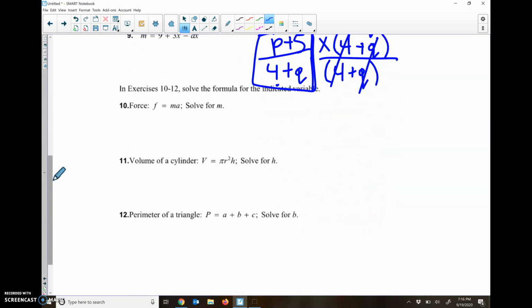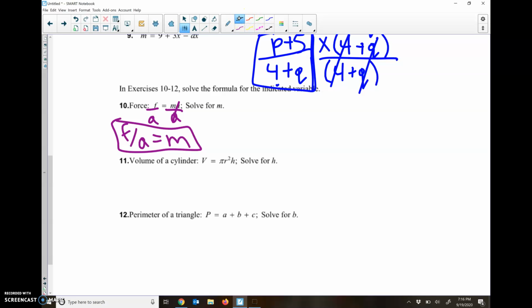All right, 10, 11, 12 might be a little more difficult because there's not really a lot of numbers here. It's all variables. So if I look here, force equals mass times acceleration, and it wants us to solve for m, solve for the mass. So it's mass times acceleration, m times a. So the opposite of times is to divide. So I'm going to divide both sides by a. And now m is by itself. So one step there, f divided by a equals m.